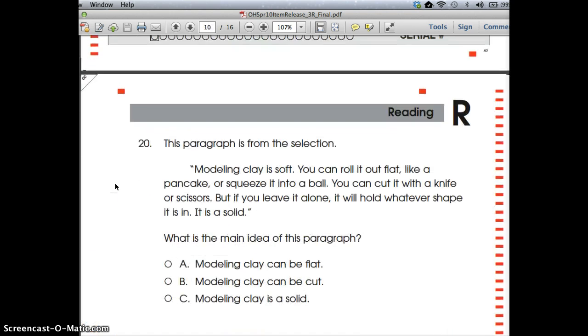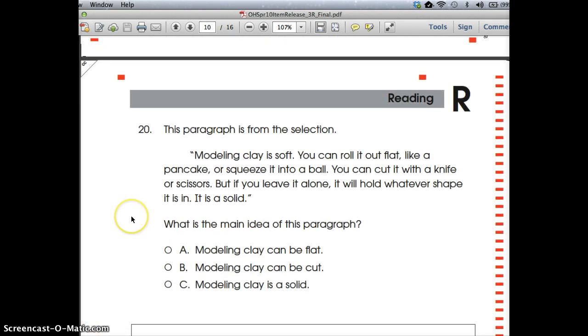Looking at 20. This paragraph is from the selection. Modeling clay is soft. You can roll it out flat like a pancake or squeeze it into a ball. You can cut it with a knife or scissors, but if you leave it alone, it will hold whatever shape it is in. It is a solid. What was the main idea of that paragraph about modeling clay?